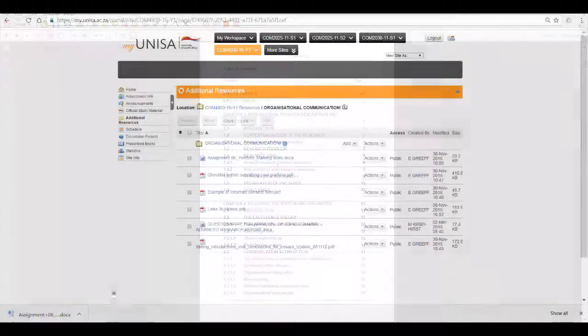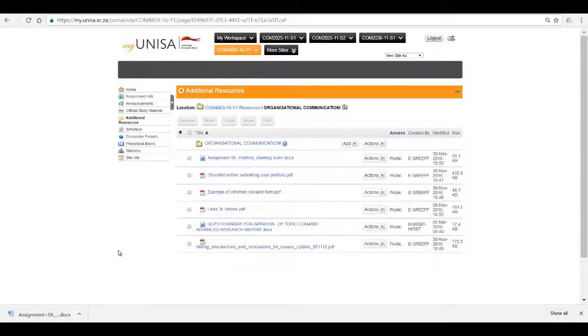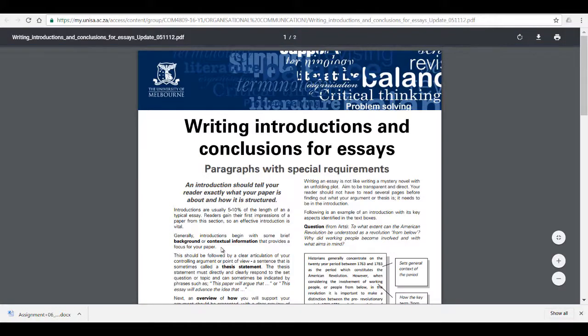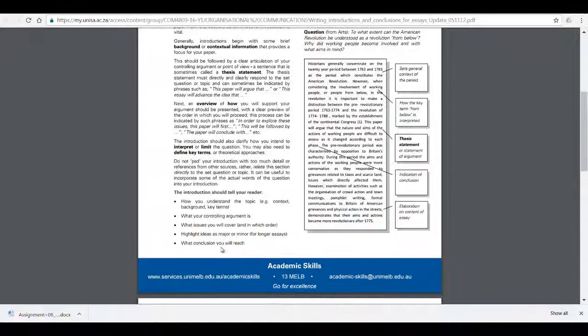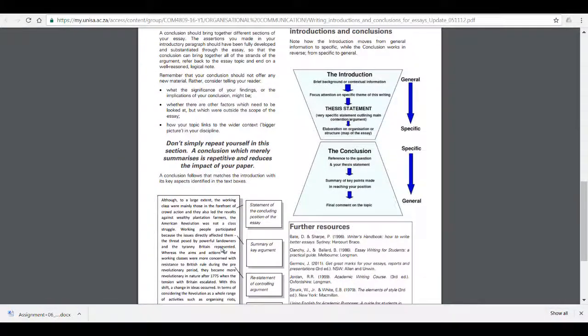Now, if you look under the additional resources again on myUNISA, you will see that I posted an infographic of sorts for you. This infographic is developed by the University of Melbourne. It tells you all about writing an introduction and conclusion. Please have a read through and have a look at that.